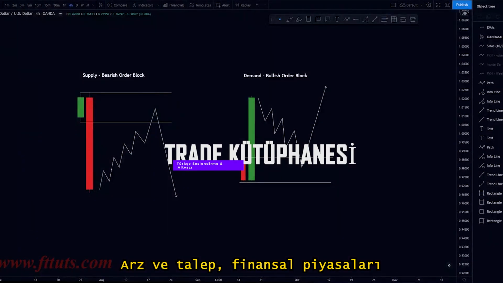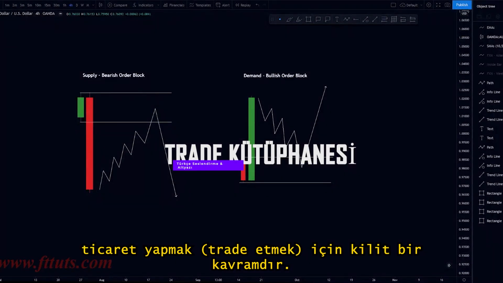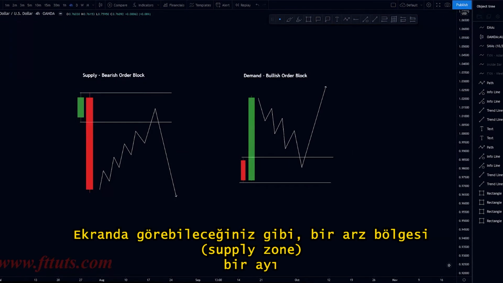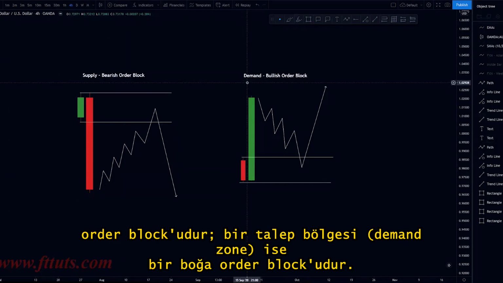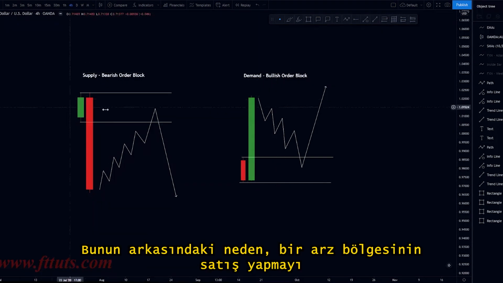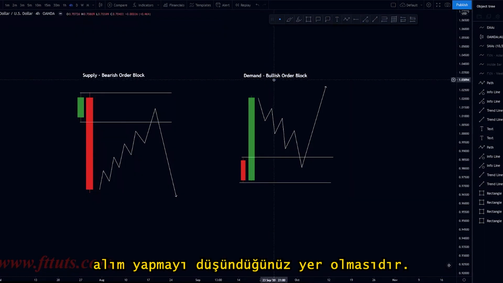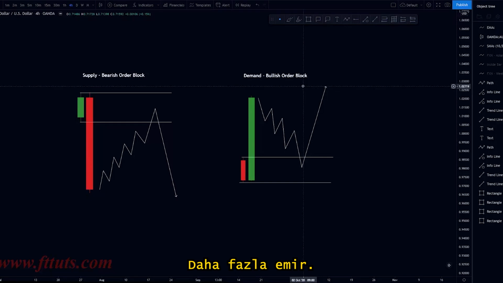Supply and demand is a key concept to trade financial markets. It is also referred to as bearish or bullish order blocks. As you can see here on the screen, a supply zone is a bearish order block and a demand zone is a bullish order block. The reason behind this is because a supply area is an area where you're looking to sell, and in a demand area, you're looking to buy more orders.